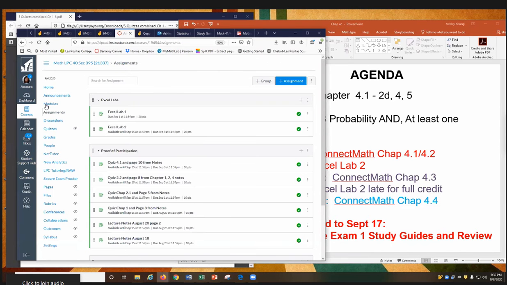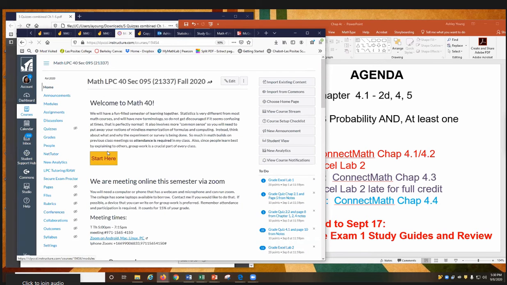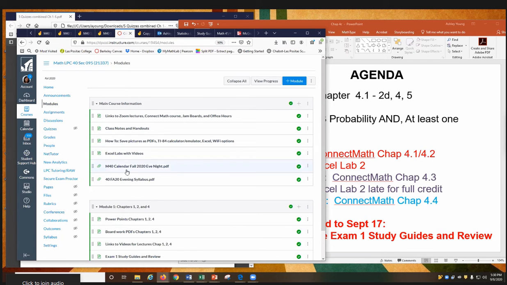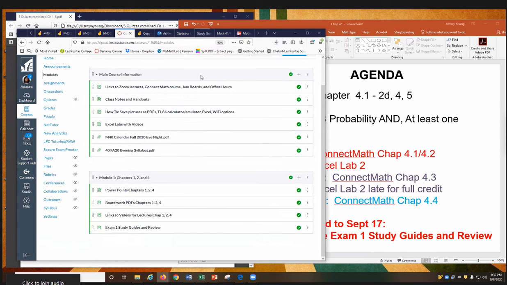If you go to our home page and hit start here, you'll see all of our general course information at the first one. Like how to get to Connect Math, our lectures, how to get to our lectures, our Jamboards, stuff like that, my office hours. And then our class notes and handouts, which I think most of you have. And then some how-to stuff.